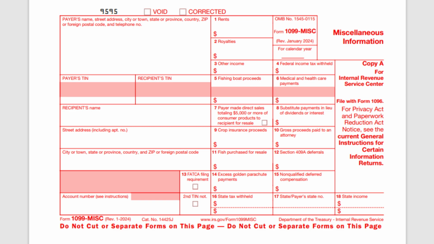File the form with the IRS. Deadline for filing. The 1099-NEC must be filed with the IRS by January 31, 2025, for payments made in 2024. This is the same deadline whether you're filing electronically or by mail. If filing electronically, you can use the IRS e-file system or other third-party e-filing services. If filing by paper, mail the form to the IRS at the address provided on the form instructions.